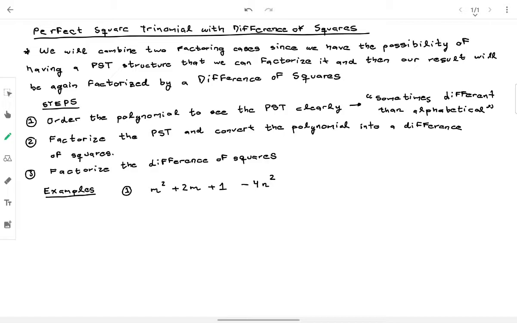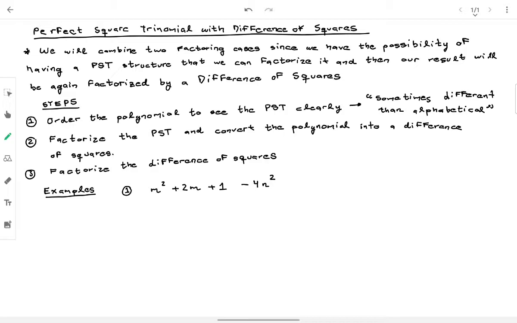So in this case, the step is going to be first order the polynomial to see the perfect square trinomial clearly. Sometimes that ordering can be different than alphabetical order because the important part is to identify the perfect square trinomial and the difference of squares. Then we will need to factorize the perfect square trinomial and convert the polynomial into a difference of squares. And finally, we will factorize the difference of squares.